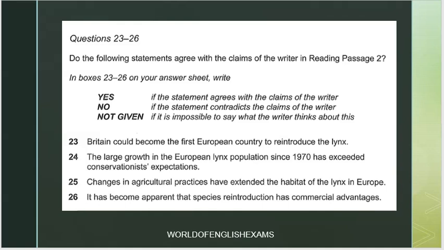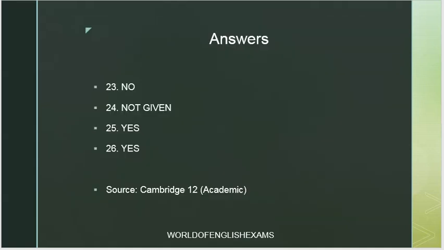I hope you have answered the questions correctly, but let me give you the answers so that you can check. Yes, so these are the answers, and again this paper is sourced from Cambridge 12, the academic version, and I hope you got the technique right.